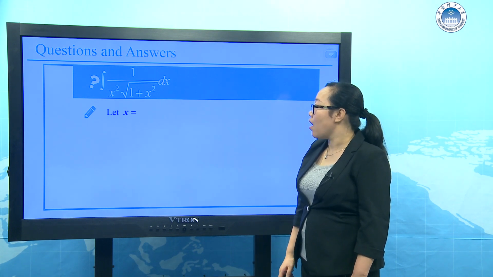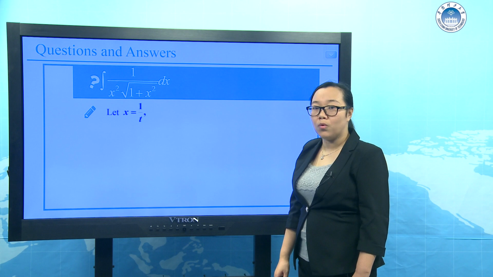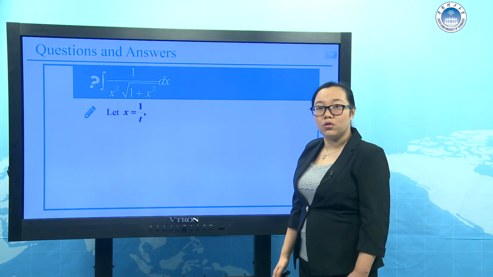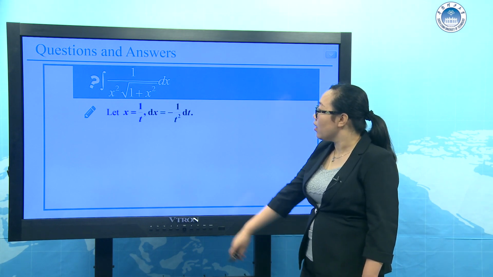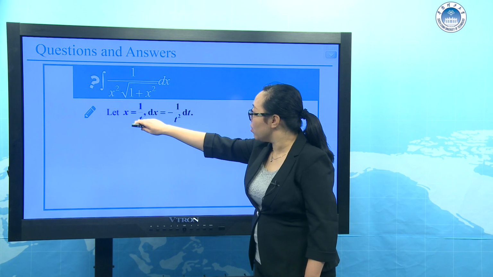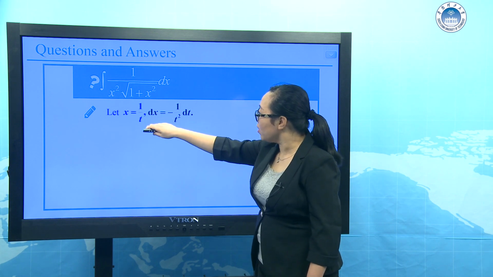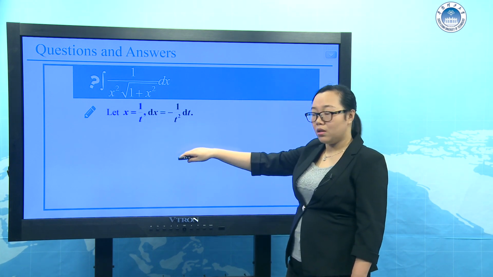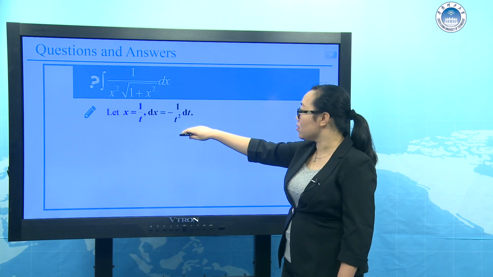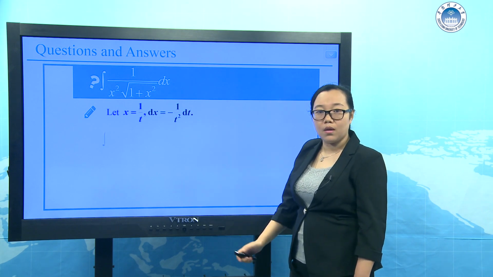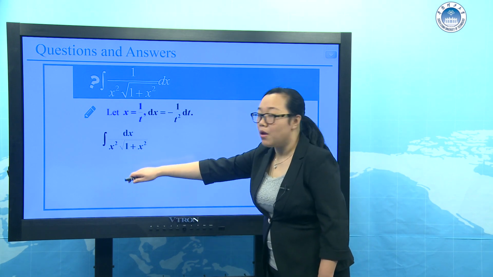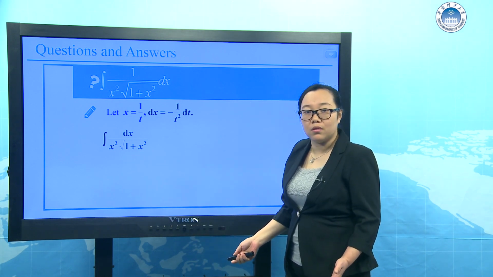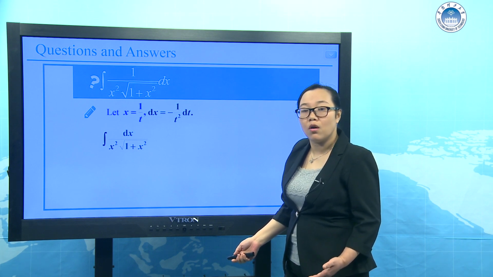Let x equal 1 over t. If x equals 1 over t, do the same computation on both sides. So dx equals d(1 over t), which equals minus 1 over t squared dt. Then go back to the original function. The original function becomes a new expression after the substitution of t.